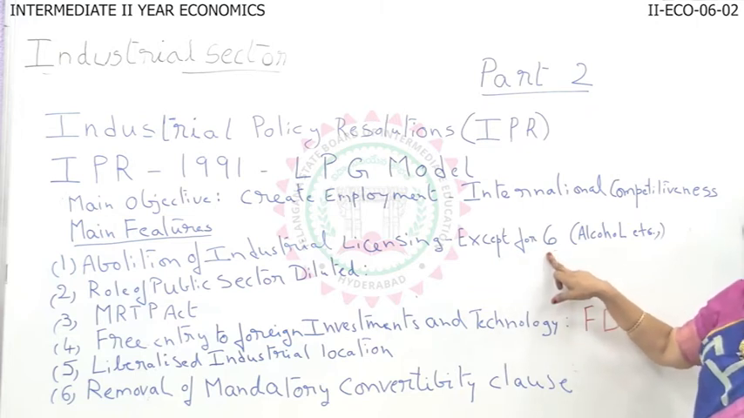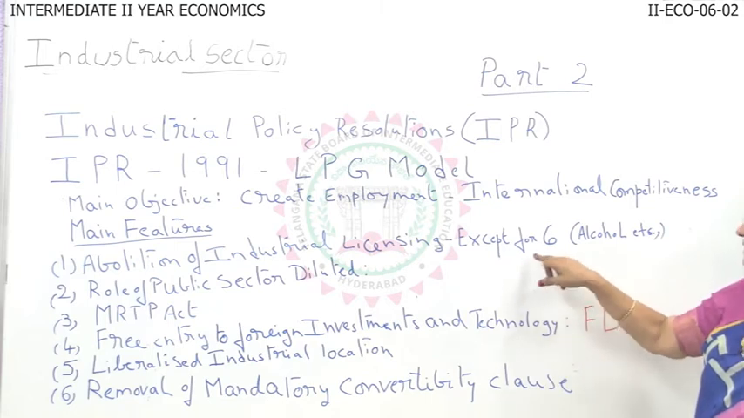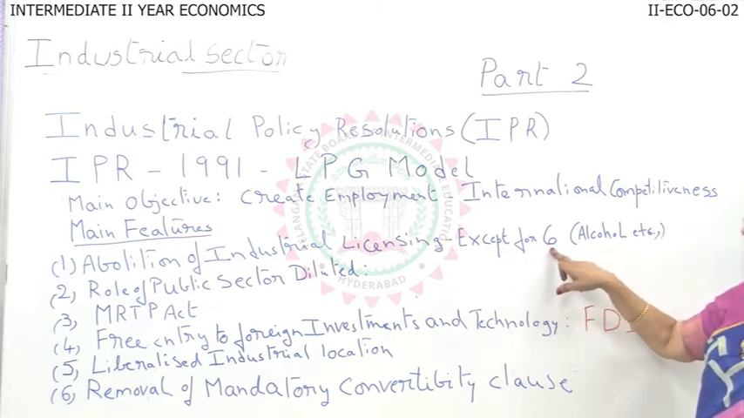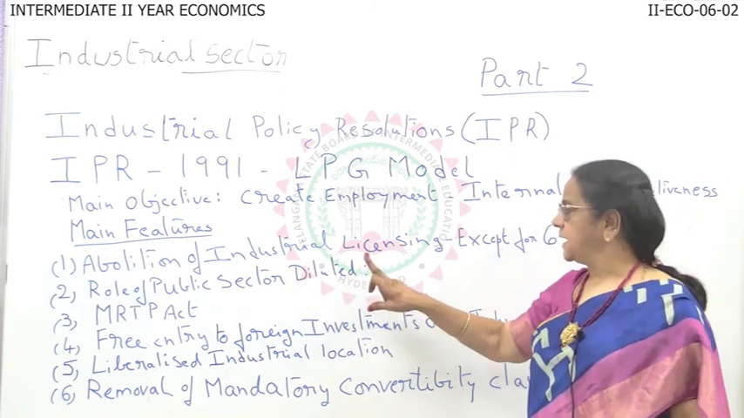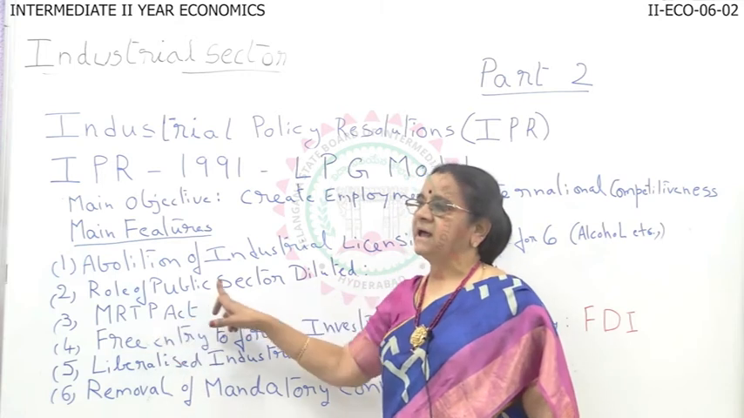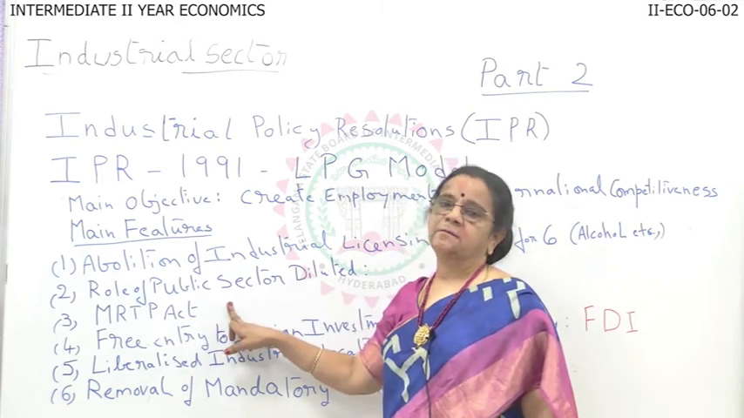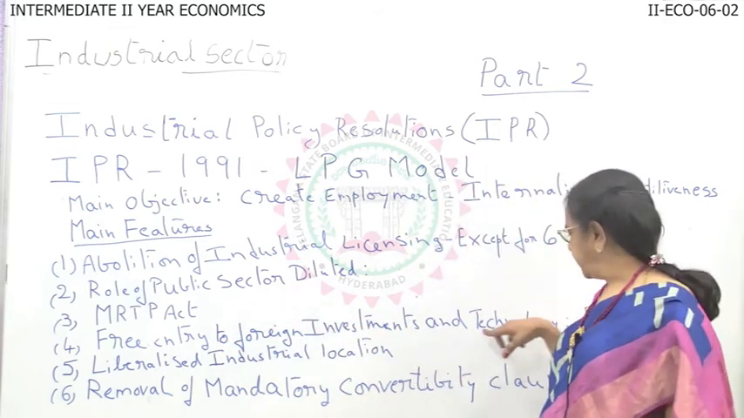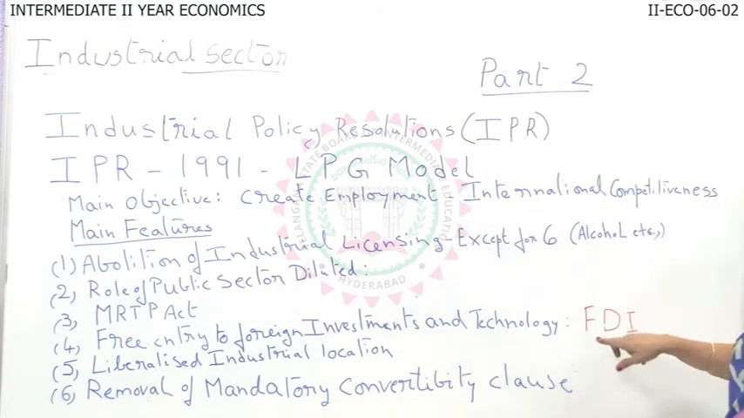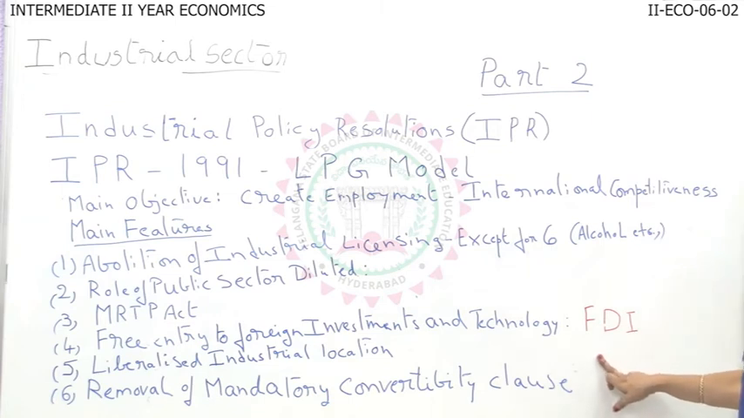I think by 1999, the industries falling under strategic industries came down to 6. Then the role of the public sector was reduced. The MRTP Act was enhanced and the limit on companies' assets was raised. Foreign direct investments were allowed. Not only investments, but also technology and technical experts can freely enter into our economy.